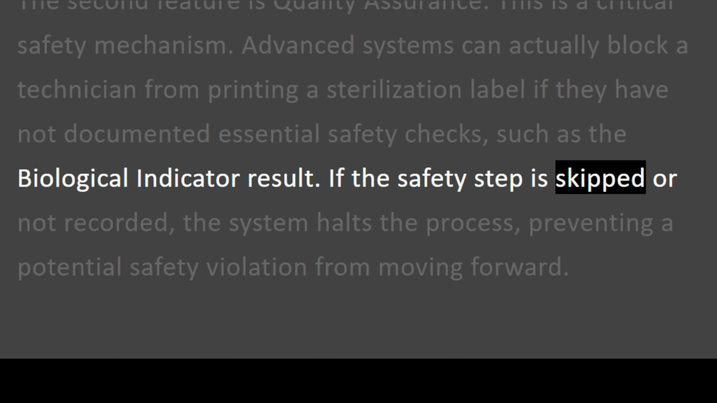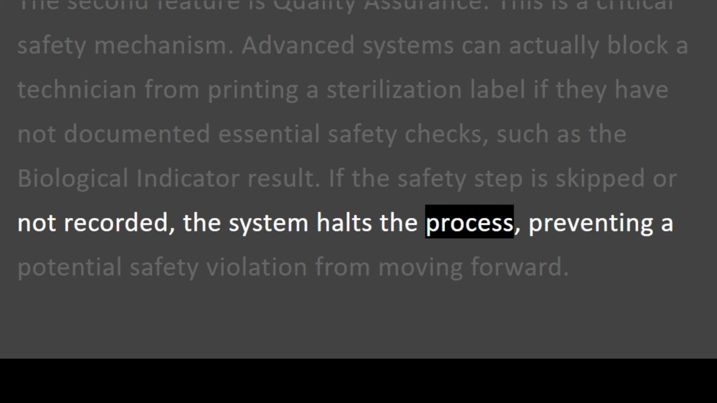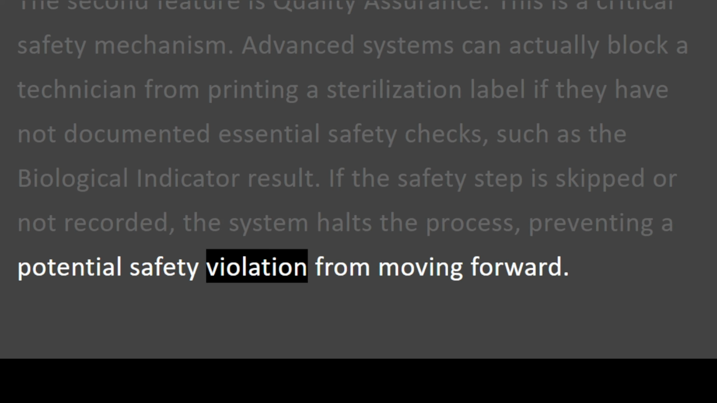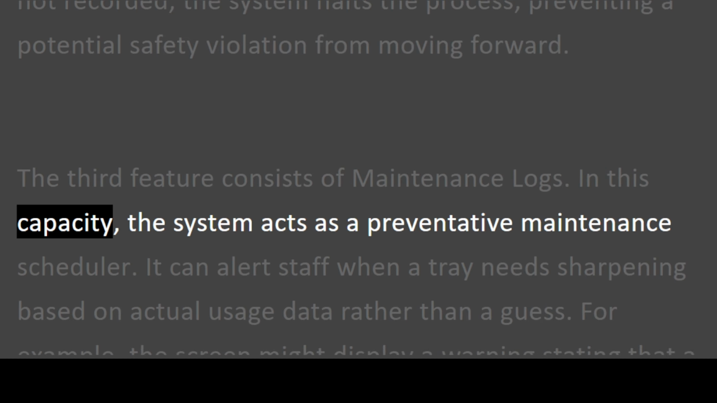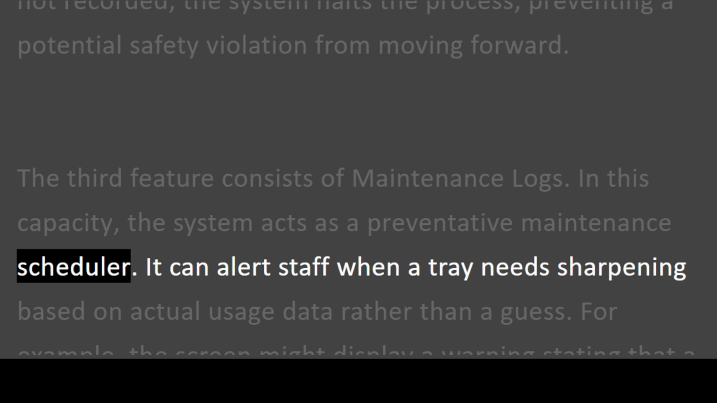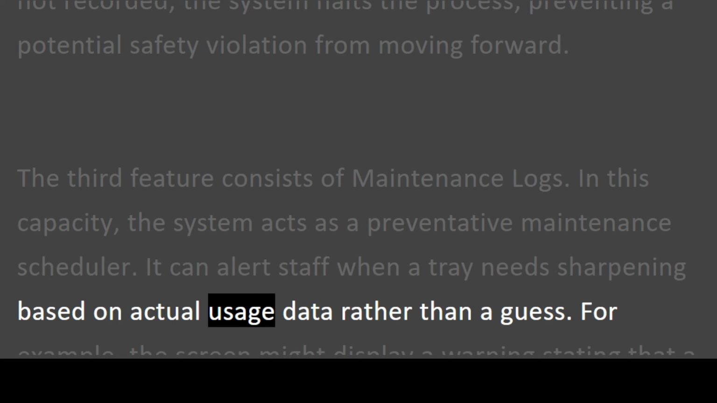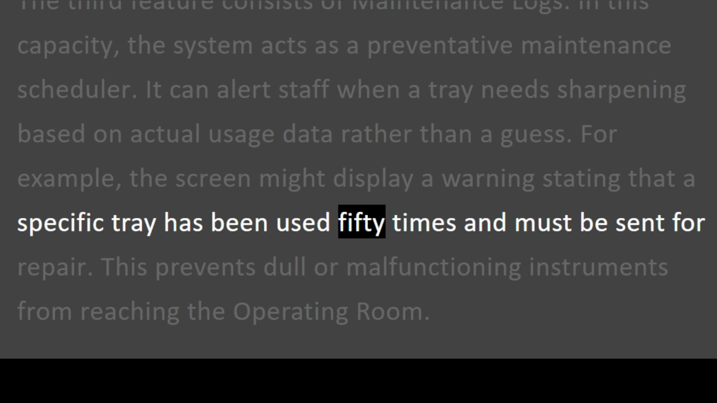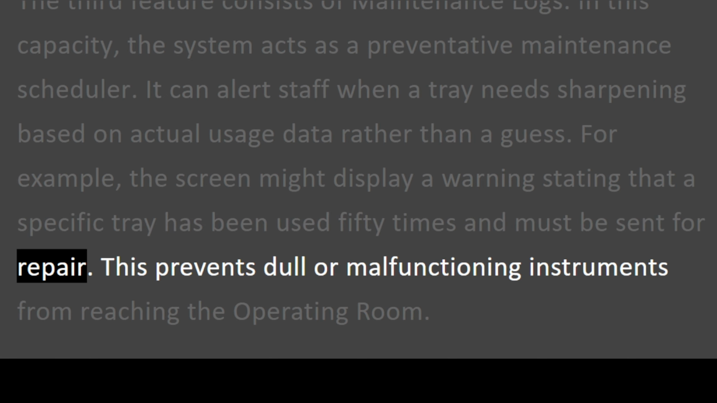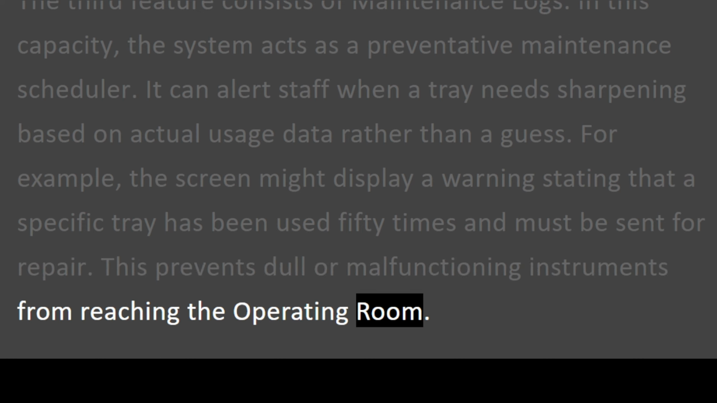If the safety step is skipped or not recorded, the system halts the process, preventing a potential safety violation from moving forward. The third feature consists of maintenance logs. In this capacity, the system acts as a preventative maintenance scheduler. It can alert staff when a tray needs sharpening based on actual usage data rather than a guess. For example, the screen might display a warning stating that a specific tray has been used 50 times and must be sent for repair. This prevents dull or malfunctioning instruments from reaching the operating room.